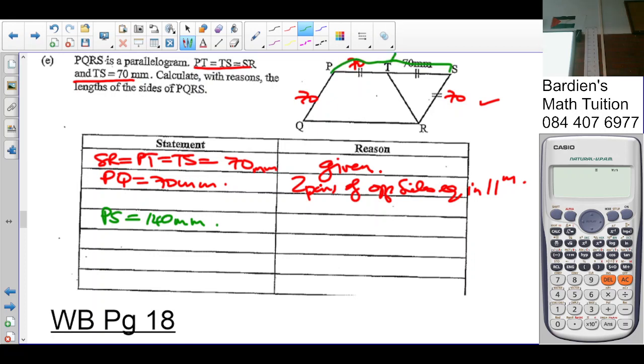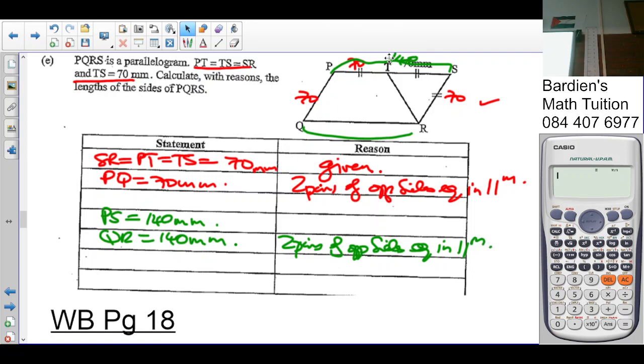Now what? QR? QR is also equal to 140 millimeters. Why? Two pairs of opposite sides equal in a parallelogram. Fairly simple, no? 2, 4, 6, about 6 marks. You see how easy it is to get 6 marks now?